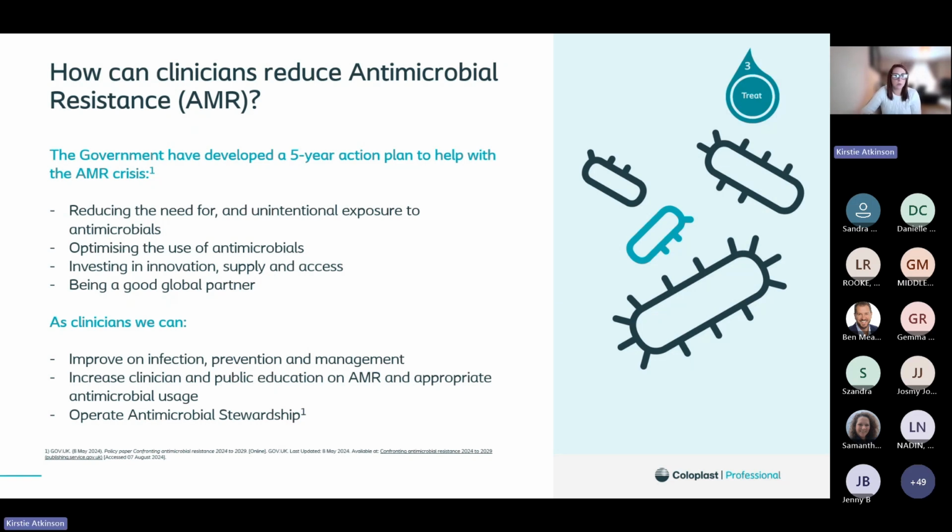But as clinicians, we can improve on our infection prevention management. So ensuring we're doing aseptic technique, making sure that we have our yearly sign-offs for aseptic technique as well, in line with the Royal Marsden Manual, or just adopting really good clean technique where we can't do full aseptic. We also want to be increasing clinician and public education on antimicrobial stewardship and antimicrobial resistance. So, like I said, challenge practice that you're seeing, challenge traditional practice and change that if it needs to. And we also want to be operating antimicrobial stewardship, so appropriate education, appropriate duration and appropriate product.